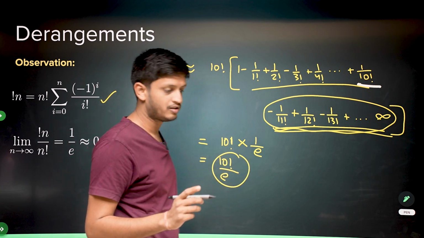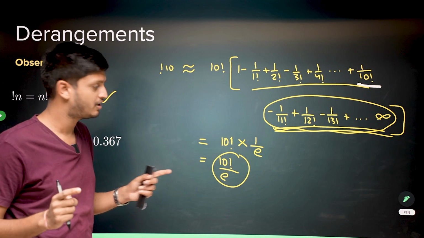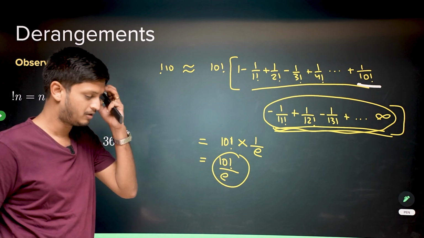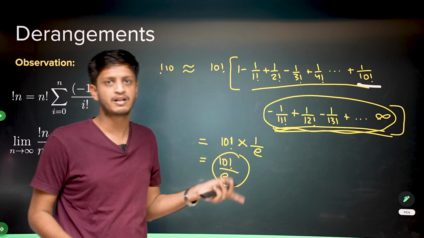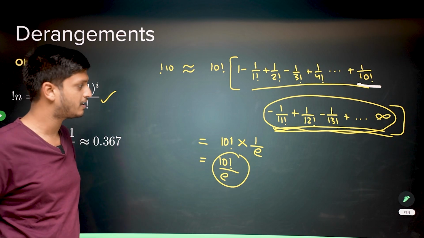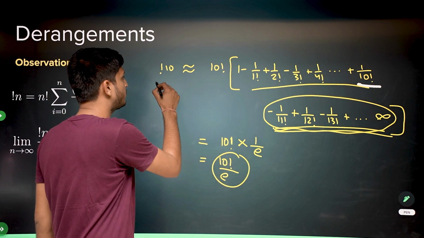And I am very sure that subfactorial of 10, this won't be the exact answer. Ideally the answer will be an integer. This won't be an integer, right? e is an irrational number. This can never be a rational number. This will be an irrational number, since the numerator is rational and the denominator is irrational, but it will be very closely equal to subfactorial of 10.